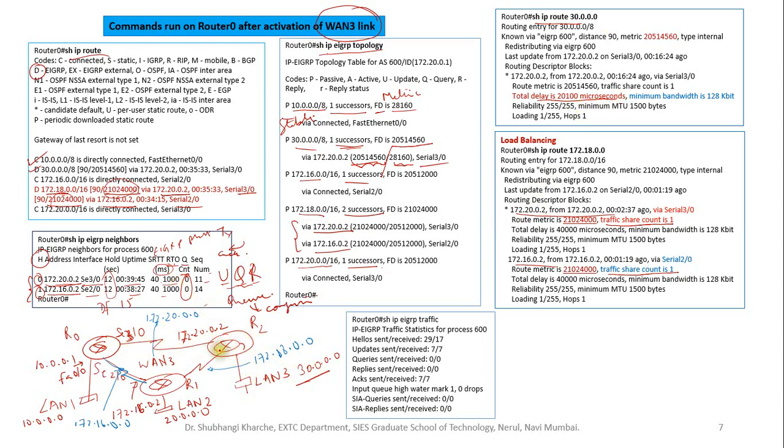So here the total delay in this path is this 20,000 microsecond on this link between R0 and R1 plus 100 microsecond on the link between LAN 3 and R2. So the total delay will be 20,000 microsecond plus 100 microsecond, that is 20,100 microsecond, and minimum bandwidth available on this serial link is 128 kb. So that's what I wanted to show you here.